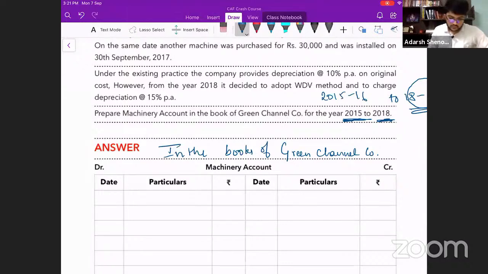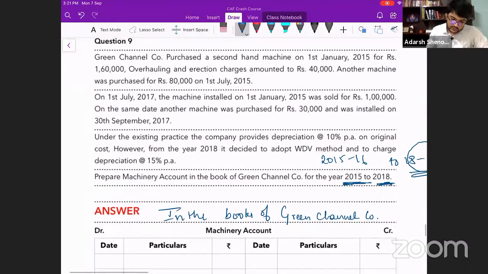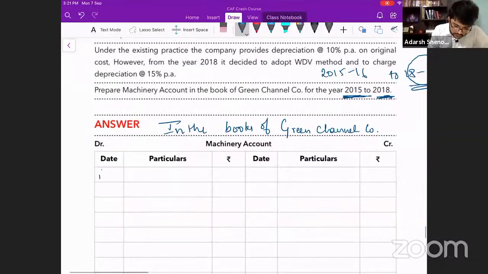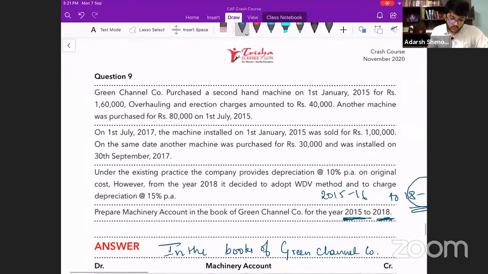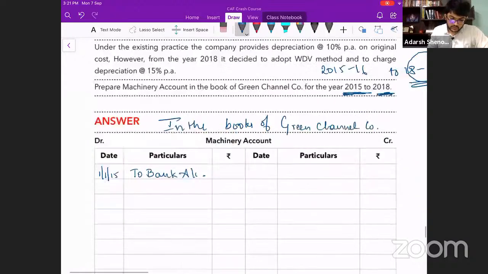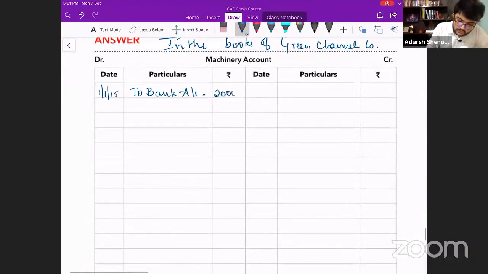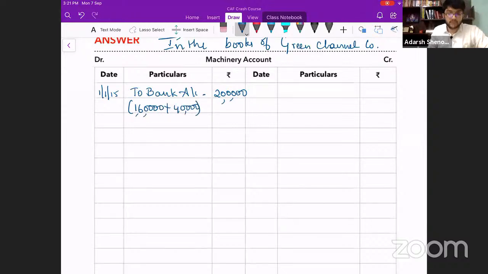Yes. First, on which date did we purchase? 1st January 2015. To bank account. How much did we purchase? What was the cost of the asset? You told me 2 lakh rupees is the cost of the asset. So that is nothing but 1,60,000 plus 40,000. So that is 2 lakh rupees.